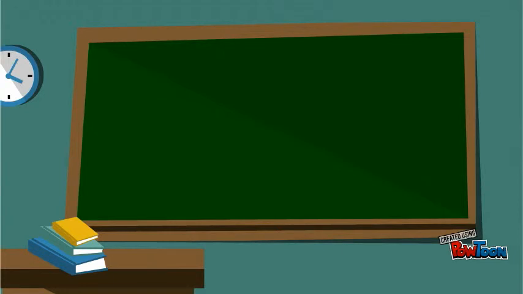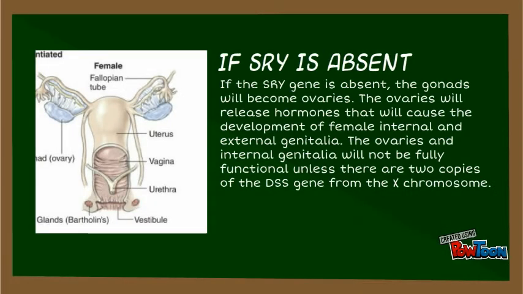The ovaries and the internal genitalia are not going to be fully functional unless there are two copies of the DSS gene from the X chromosome. So you need two X chromosomes for functional female development in order to be a fertile female. But you can sort of have structures that will develop that will be mostly typical even if you have just one X chromosome and no Y chromosomes.